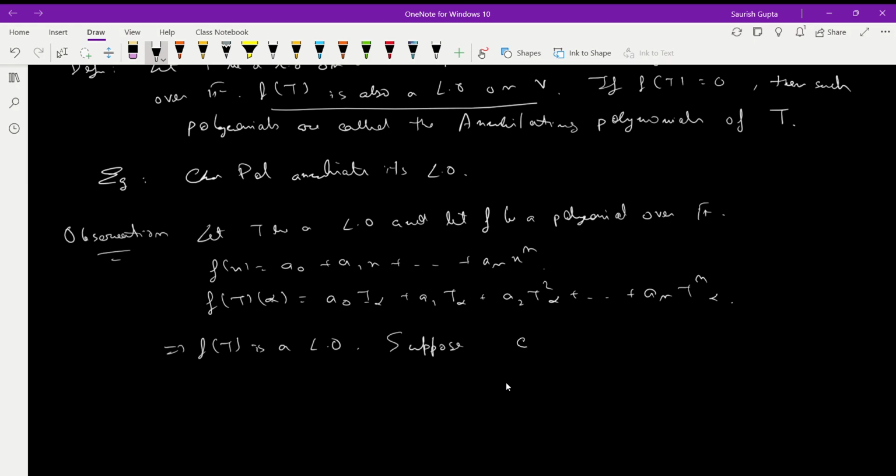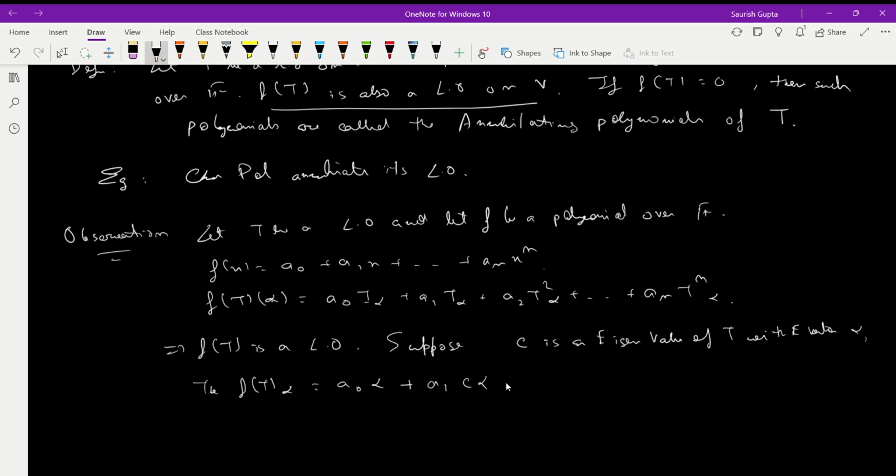Furthermore, you can also view the following fact: suppose T has an eigenvalue c whose corresponding eigenvector is alpha. Suppose c is an eigenvalue of T with eigenvector alpha. Then f(T) of alpha, written in this form, is a0 I of alpha, and I of alpha is alpha, right?